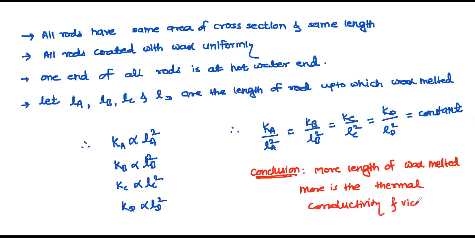And vice versa. So from this experiment, who will have more thermal conductivity? Obviously silver. Silver, then copper, then iron, and then glass.